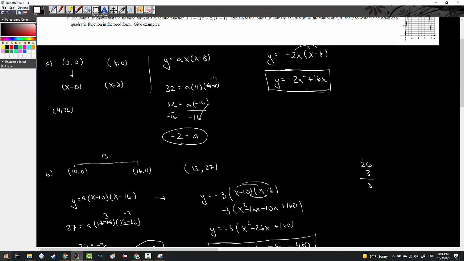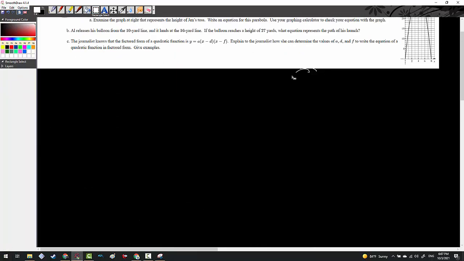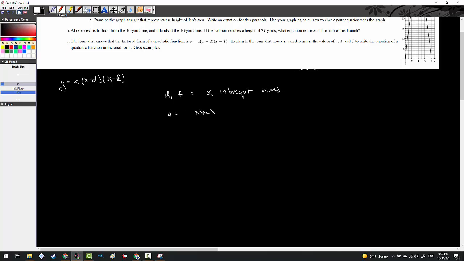So from here, the d value and the f value will always be the opposites of the x-intercepts, right? And so from here, let's go ahead and say y equals a parentheses x minus d times x minus f. So we can say that d and f are the x-intercept values. And a is the stretch factor.